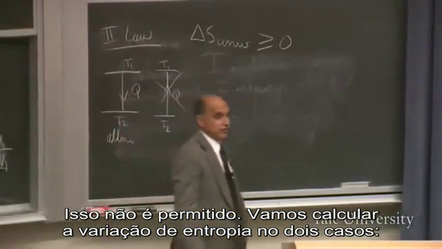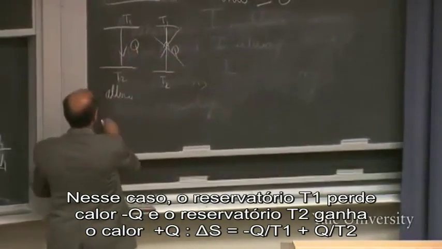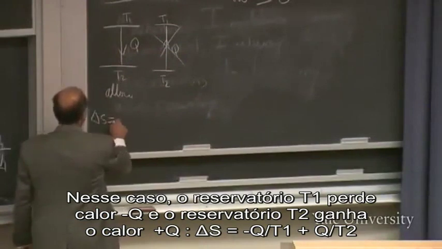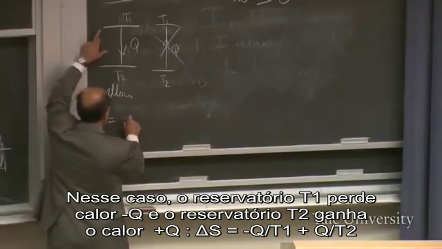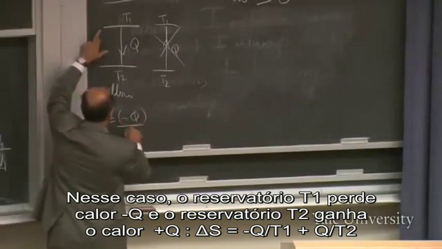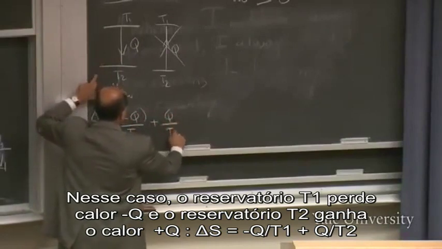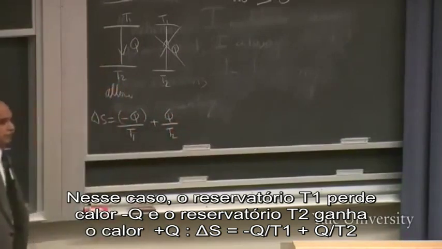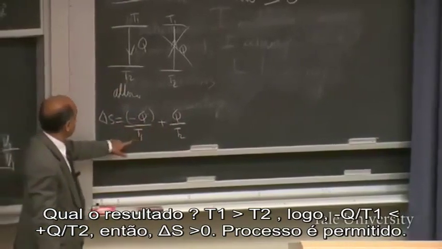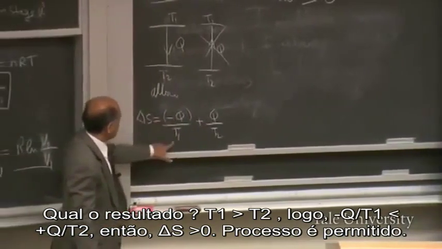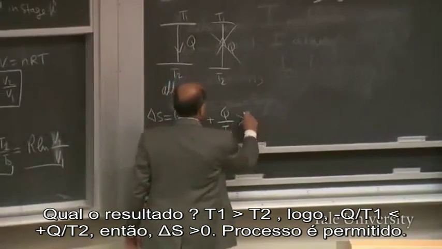Let's see the entropy change in the universe for the two cases. In this case, for this one, the change in entropy is the following. The upper reservoir lost some amount Q, so delta Q is a negative number, at some temperature T1. The lower reservoir gained Q at temperature T2. Now, what's the overall sign of this? Think about it. T1 is bigger than T2, so this negative number is smaller than this positive number. So the whole thing is positive. That means it's allowed. It's okay.